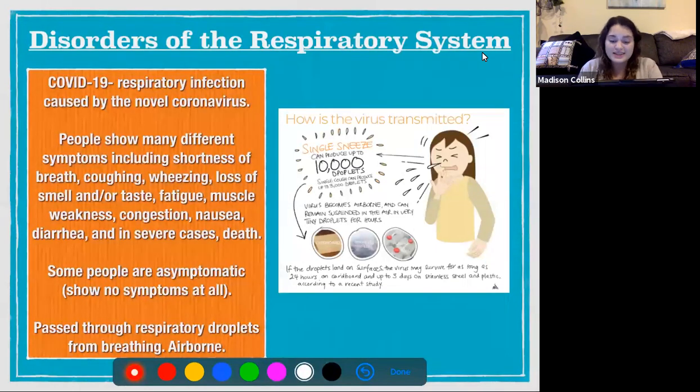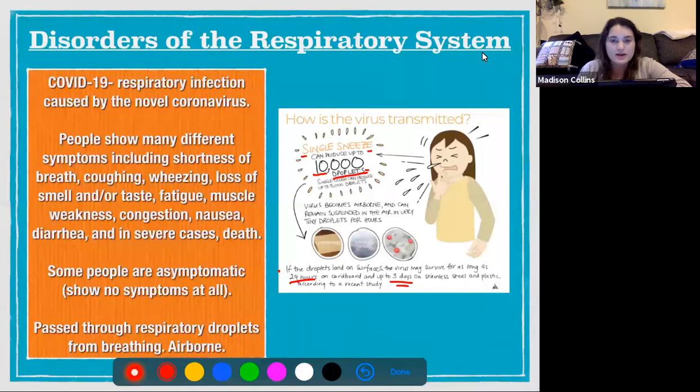And what's crazy is that if you see in this graphic right here, a single sneeze can produce up to 10,000 droplets. 10,000 droplets that could contain that virus. And that virus is going to become airborne, which means those particles float through the air and land on anything and everything around you. And those viral particles can actually live on those surfaces for a while. So here you see that if those droplets land on surfaces, the virus may survive for as long as 24 hours on cardboard and up to 3 days on stainless steel and plastic surfaces.